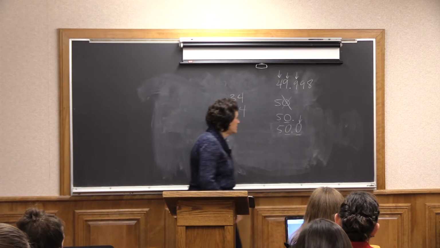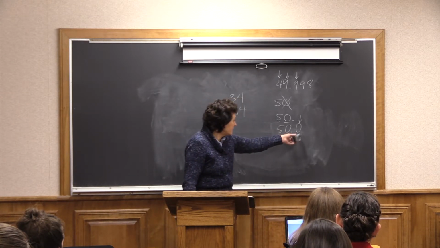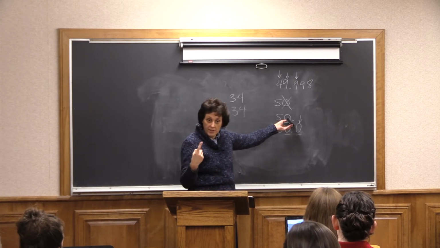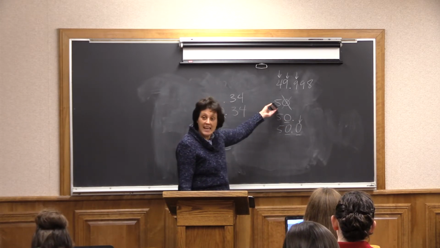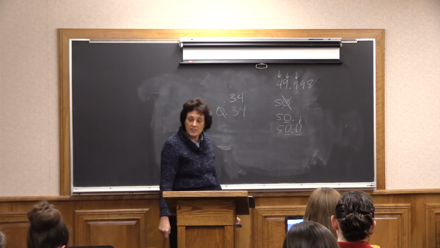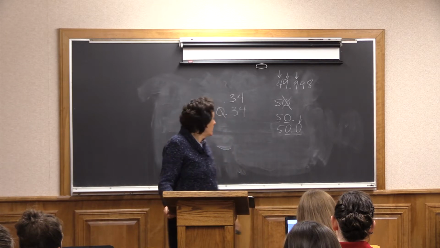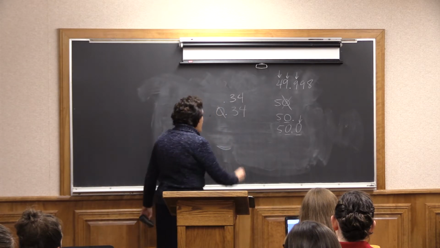So, this is precise to the nearest 10th. This is precise to the nearest ones. This is precise to the nearest tens. So it's all based on precision and whether or not those numbers have a meaning. What if I have this?